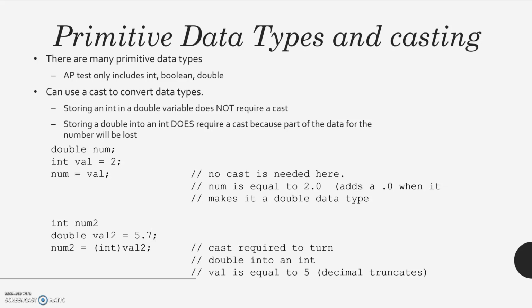In the situation of integers to doubles, it's very easy to just add a 0.0. You're not losing any data. Whereas if we're going from a double to an integer, that decimal portion of the number just gets truncated or chopped off. When we lose data, we have to make sure that we are casting it and forcing it to know that we want this to work.